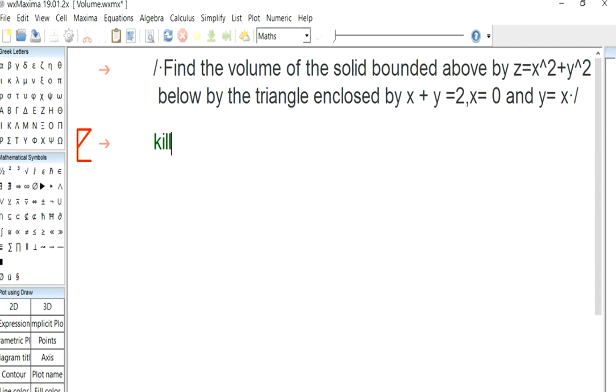Now, we write the commands. kill(all)$. First command, that is, we clear the console. Here dollar means it suppresses the output after entering the key. Now write the function z equal to x square plus y square as z colon x square plus y square, put a semicolon, we need output here.